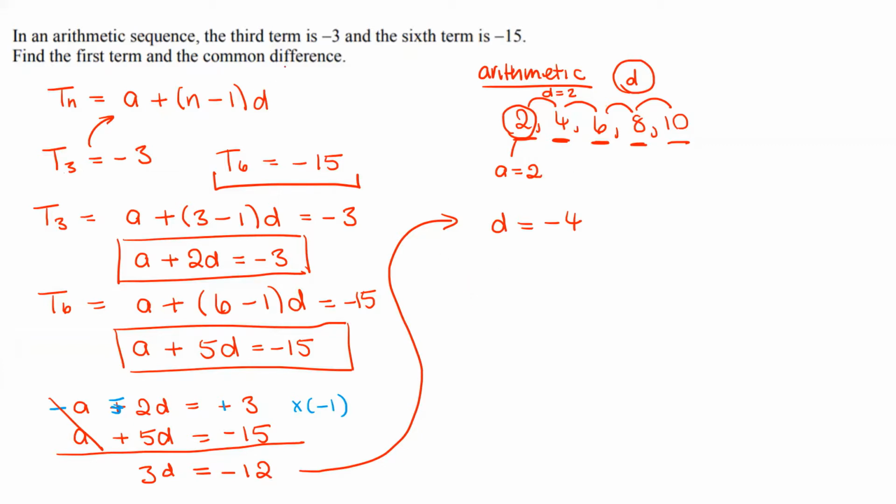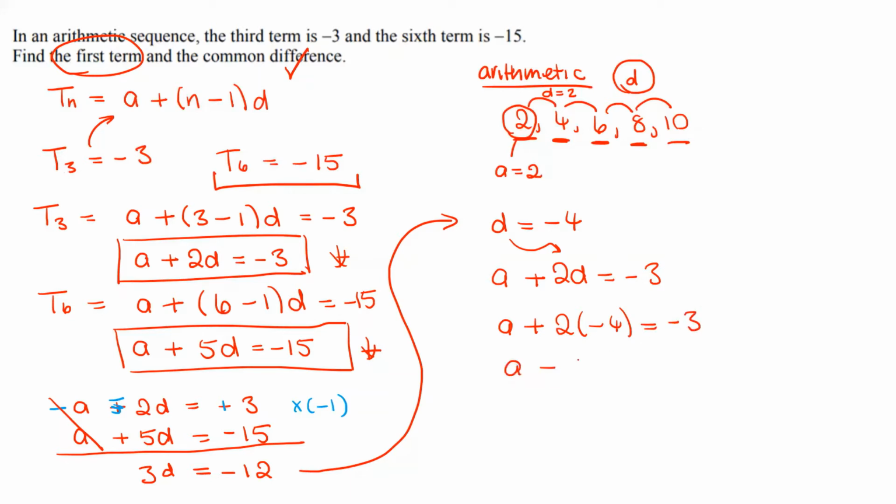So we found the common difference, but we still haven't found the first term A. Now that we know D is equal to -4 though, we can use either one of these equations in our simultaneous equation to find A. So let's use the first one in this case. A plus 2D is equal to -3. I can substitute in D, which is -4, so I get A plus 2 by -4 is equal to -3, or A minus 8 is equal to -3. And finally, if I bring over the -8, it becomes a +8, so we're left with A is equal to -3 plus 8, which is 5.